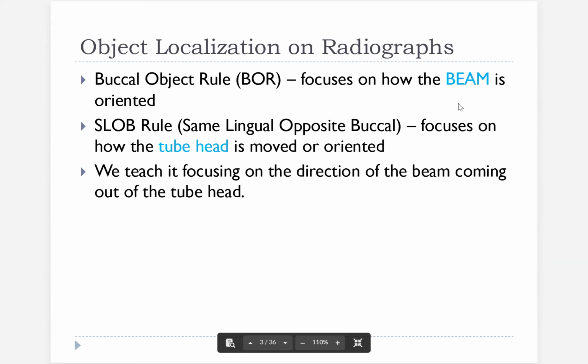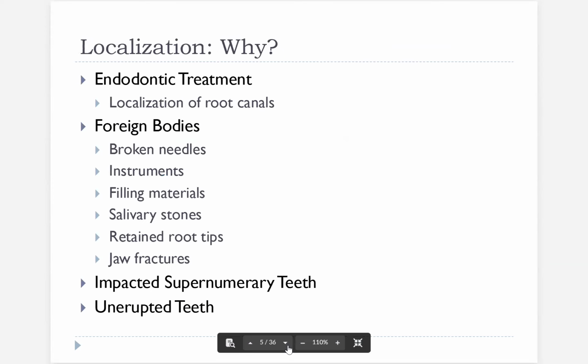And of course, you can ask me questions. But for the way we do this buccal object rule, we focus on the beam coming out of the end. So I wanted to reiterate that.